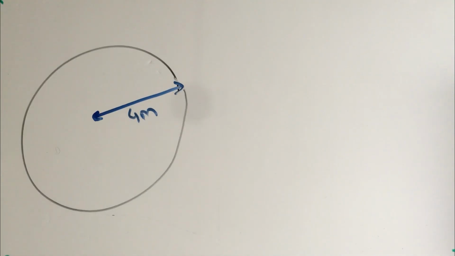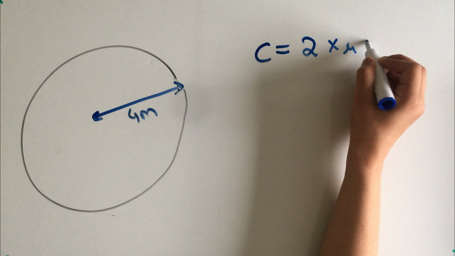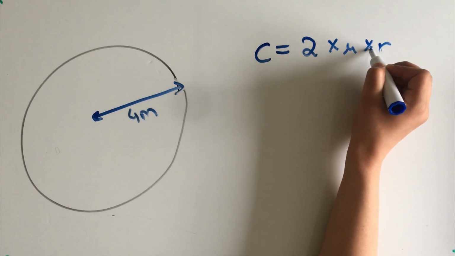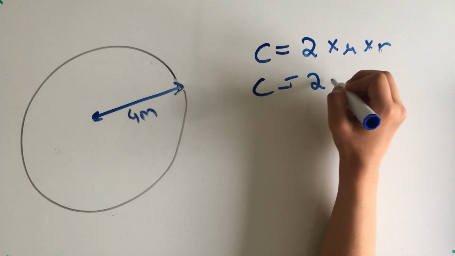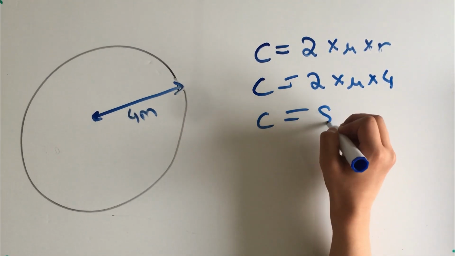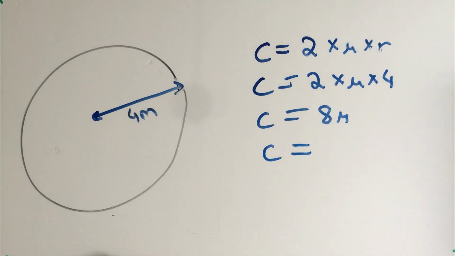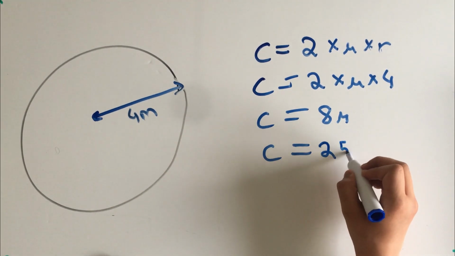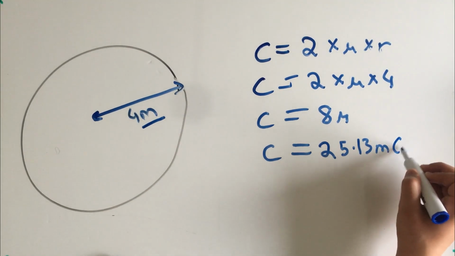Here we have another circle with the radius being 4 meters. So let's first state our formula as usual. C is equal to 2 times pi times r. You don't need the multiplication symbols, but just so it's easier to understand, I'm putting it. So C is equal to 2 times pi times 4. 2 times 4 is 8, so C is equal to 8 pi. So now let's bring out our calculators and do 8 multiplied by pi. And we're getting 25.13. The units are meters to 2 dp.